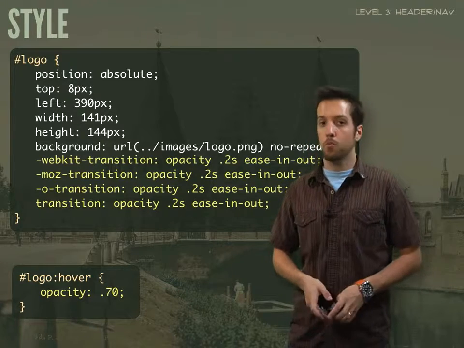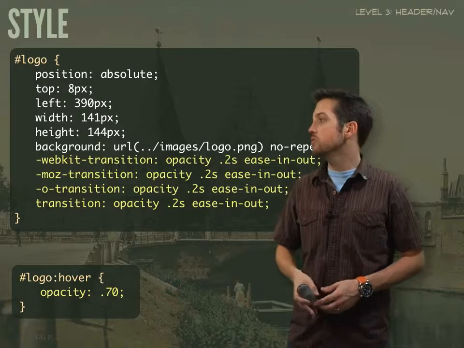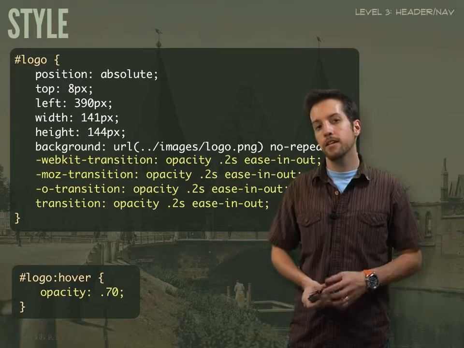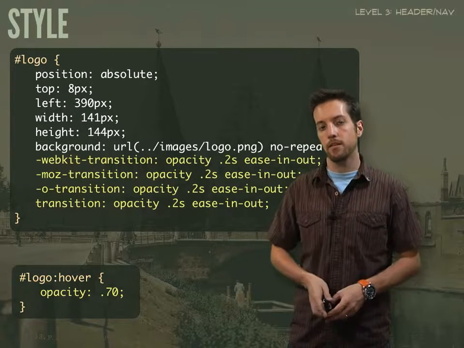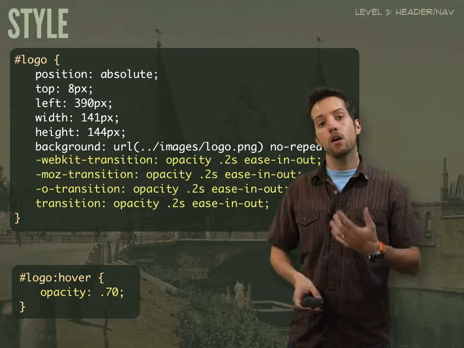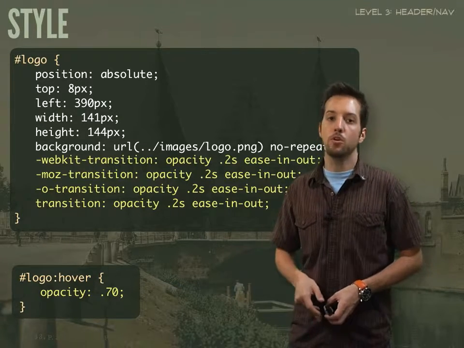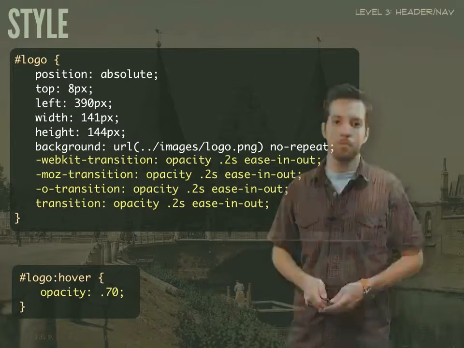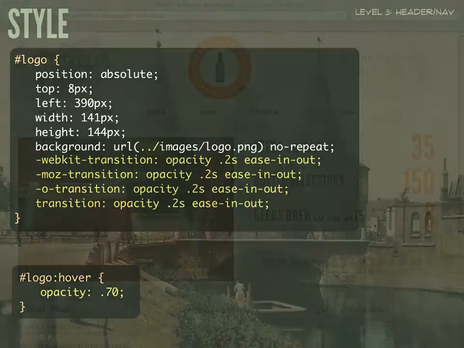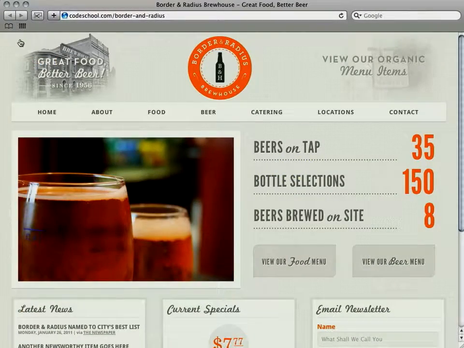We're going to do that for 0.2 seconds, and we're going to use the ease in out function to give kind of an intro outro effect. And what that's going to do is when we hover over the logo, it's going to drop the opacity to 0.70. So let's go to the live site and I'll show you what we've built thus far.